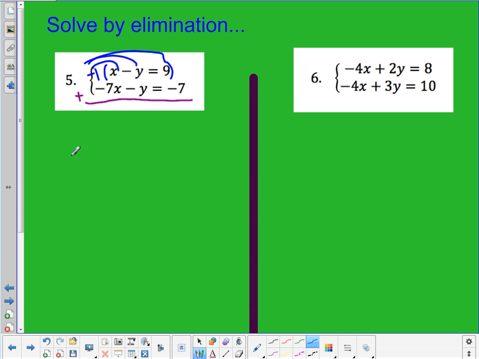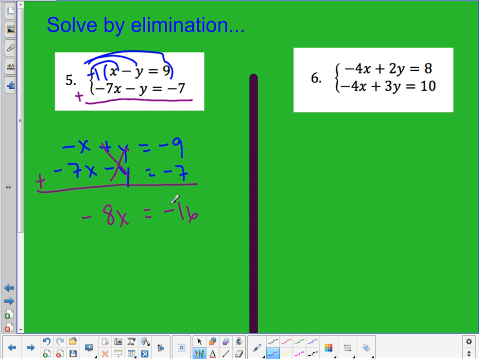So the top equation now looks like negative x plus y equals negative 9. The bottom equation I'm going to leave the same, negative 7x minus y equals negative 7, because now, take a look at it. Now when I add these together, I have positive y, negative y, those cancel out. Then negative x minus 7x is negative 8x, and negative 9 minus 7 is negative 16. They're both negative there, so negative 16. Now when I divide by the negative 8, solving for x, I get x is equal to positive 2.